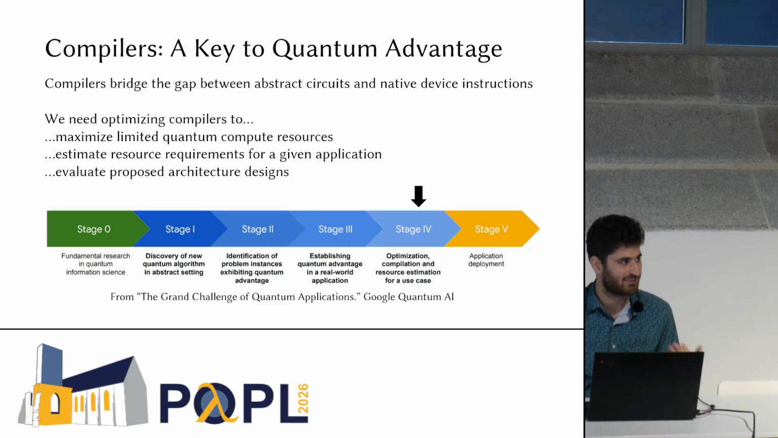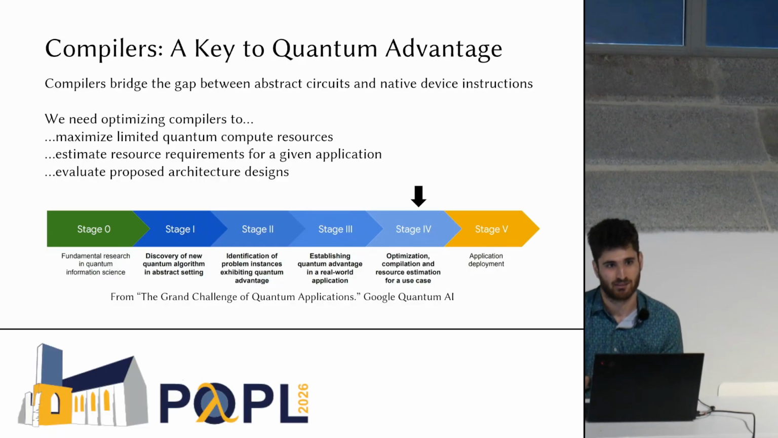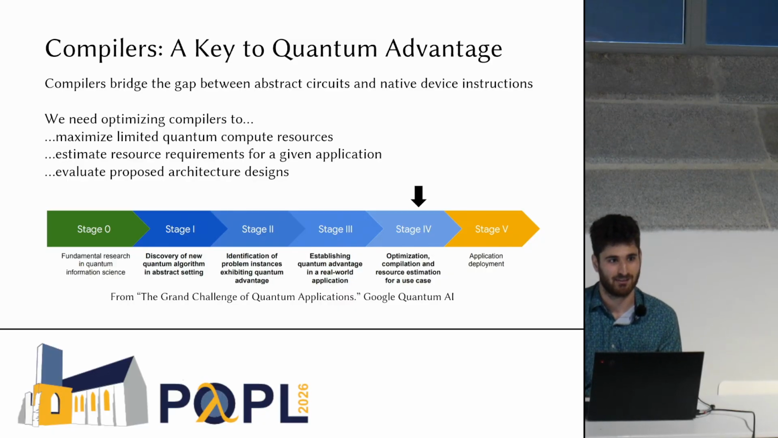The reason we need to study compilers is that they allow us to maximize limited quantum compute resources. For the time being, we expect that quantum computers are going to be relatively small scale, and we need to do as much as we can to maximize what we have. Furthermore, having a good compiler allows us to estimate what resources we will need in the future in order to execute larger scale applications, and allows us to evaluate proposed large scale architectural designs by targeting them and estimating the resources that they require.